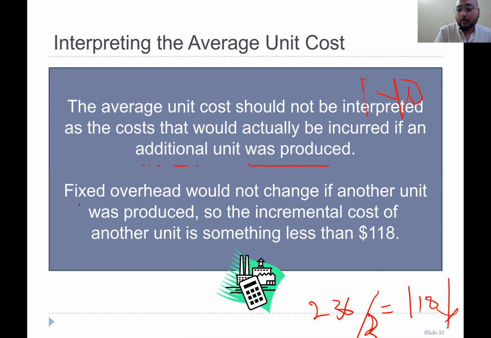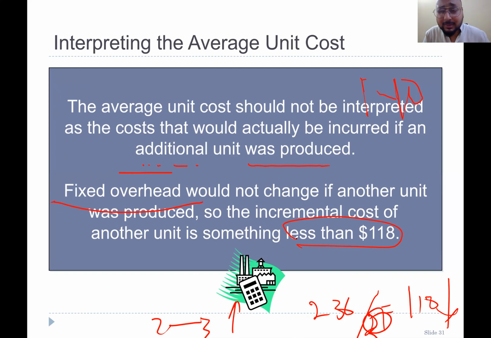Right? And why is this happening? Because of fixed cost. Fixed costs remain the same regardless of the level of activity. Whether we produce 2 units or 3 units, the fixed cost remains the same. But the per unit fixed cost is not the same. So if we just divide by 2 units and find 118 is our average cost, then this cost is erroneous.